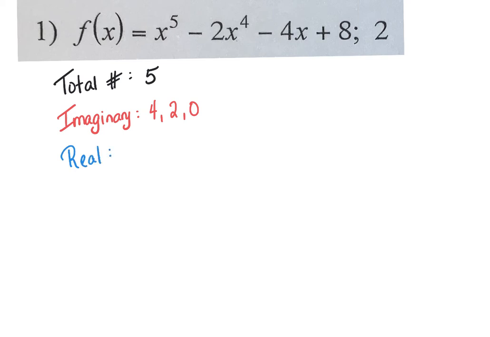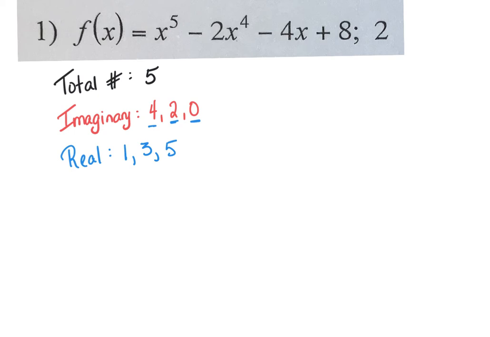And then the real and the imaginary have to add up to the total. So if I have 4 imaginary, then I'm going to have 1 real. If I have 2 imaginary, I'm going to have 3 reals. And if I have 0 imaginaries, I'm going to have 5 reals. Okay? Because they have to add up to the 5.